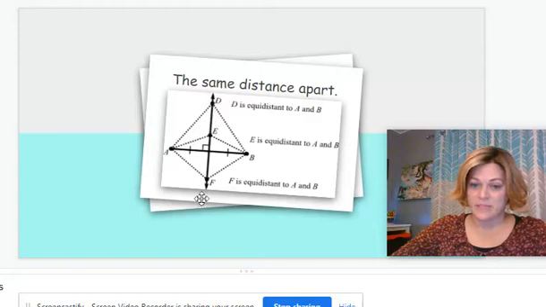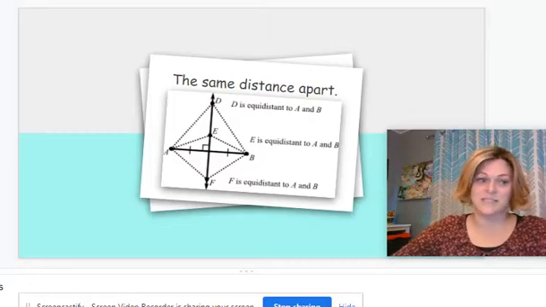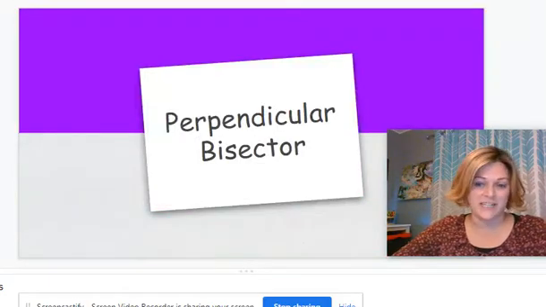So this is a perpendicular bisector. And so each of the points on the perpendicular bisector are equidistant to both endpoints. So those points are the same distance to both endpoints. Well, that brings us to the next, which is perpendicular bisector.